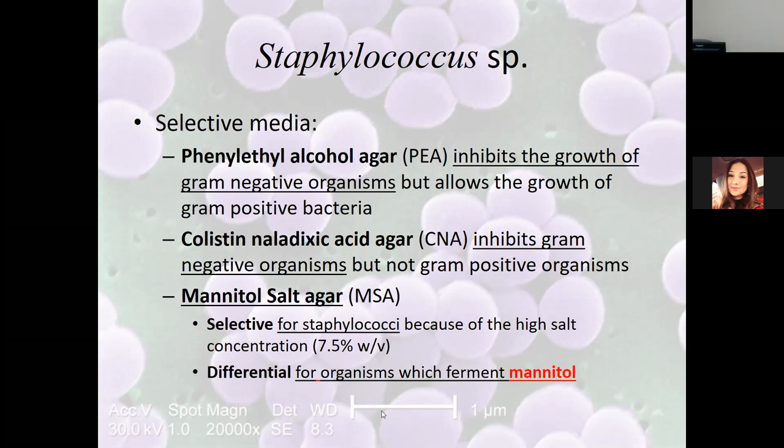We have CNA agar, which is a little bit more fancy, okay? Colistin nalidixic acid agar inhibits gram-negative organisms, but not gram-positive. So again, what we're doing with these two agars, if we wanted to put these into our setup, this would show us. See, because gram-negatives and gram-positives both can grow on blood agar.